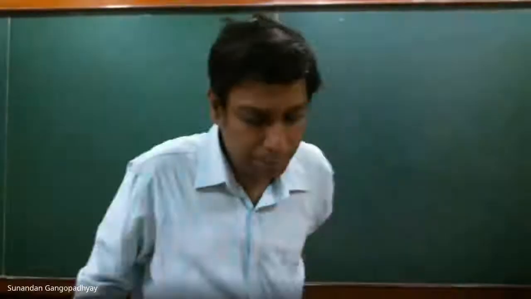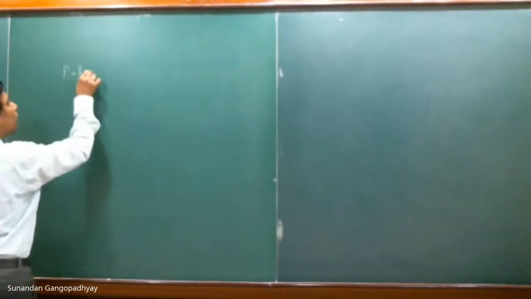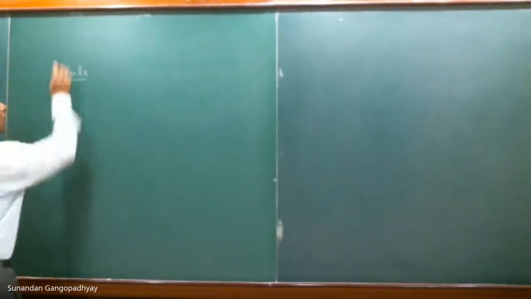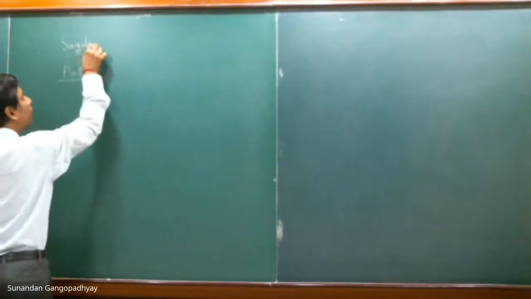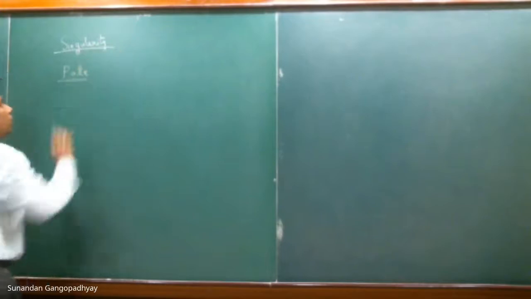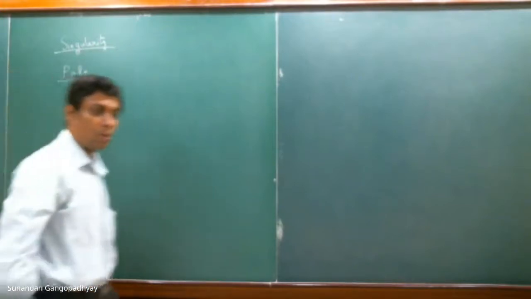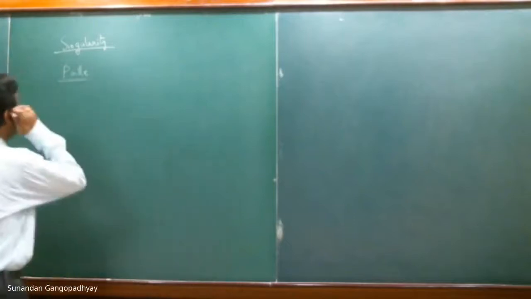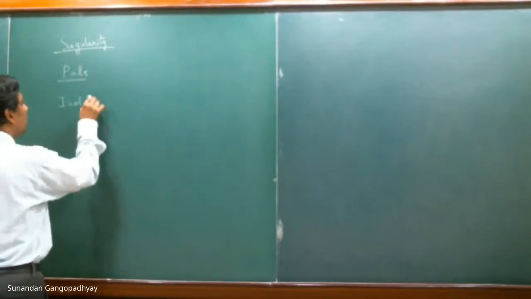In the previous lecture I gave you the notion of a pole. What is a pole? First of all, I told you what a singularity is. Then I mentioned what a pole of order k is, a simple pole which is a pole of order 1, and then I told you what an isolated singularity is.